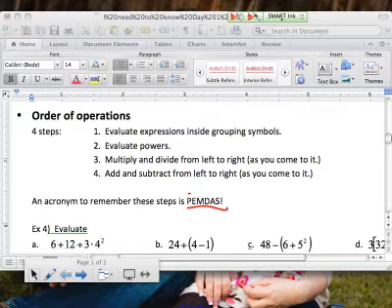Parentheses or brackets, either one, so inside grouping symbols. So parentheses, then exponents, multiply and divide, those are on the same level, so you just go from left to right with that. Add and subtract, again, on the same level, so you just go left to right with that as well. And so we'll look at this here momentarily.